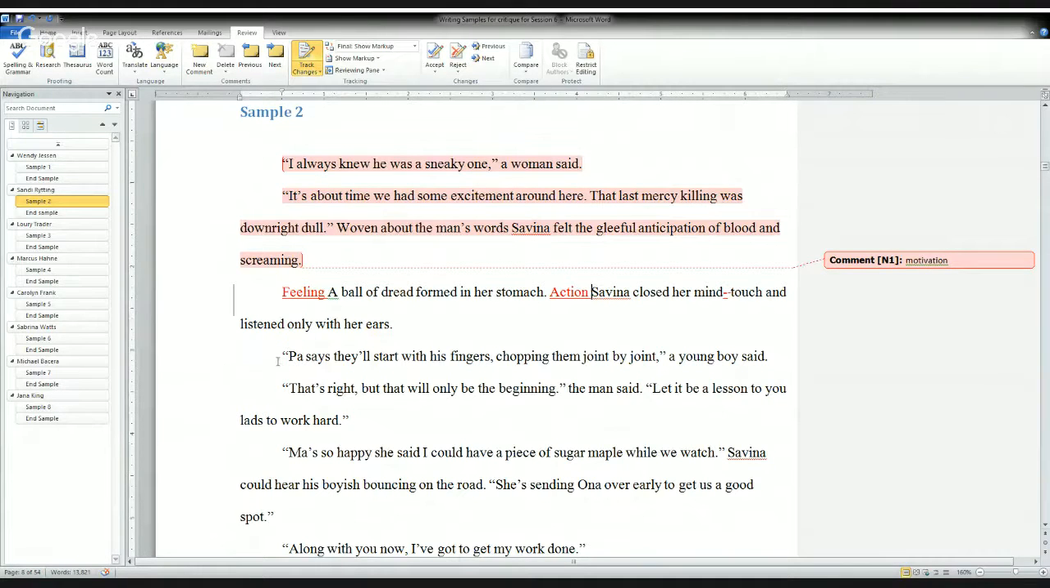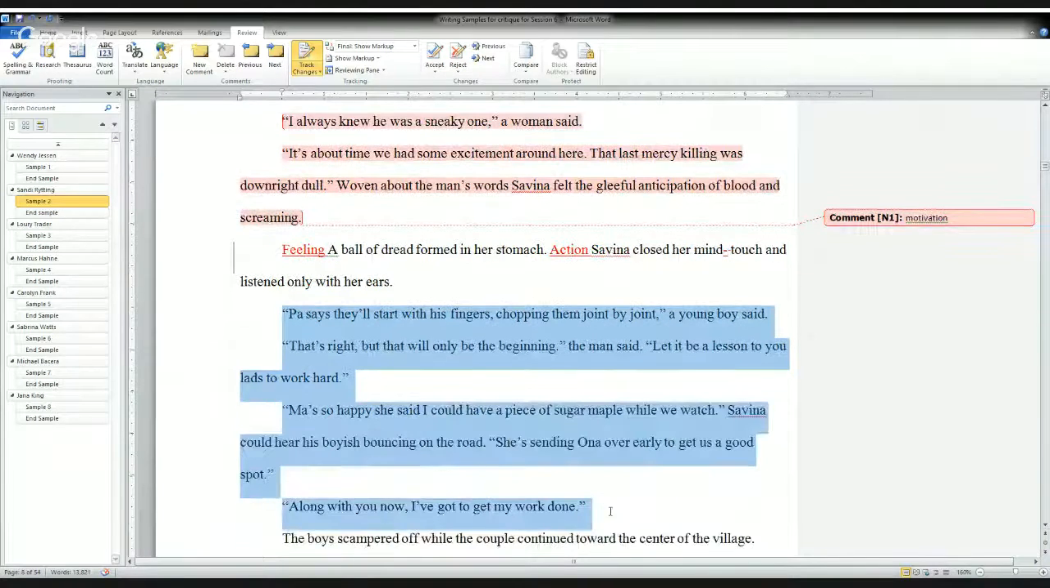Okay. Pa says they'll start with his fingers. That's right. Work hard. Along with you now, I've got to get my work done. That is, in my opinion, all motivation. Okay, it is, but part of the reason you think that is because we don't have any emotional reactions from Savina there, and this is a problem for me. The moment the young boy says they'll start with his fingers, chopping them joint by joint, I need something. I need some kind of beat there.